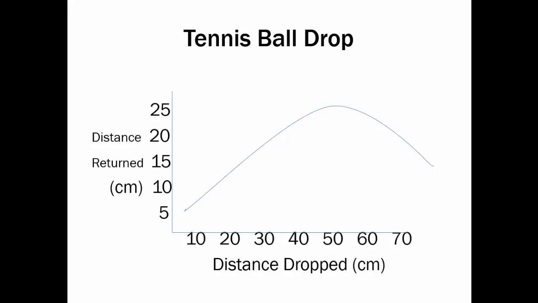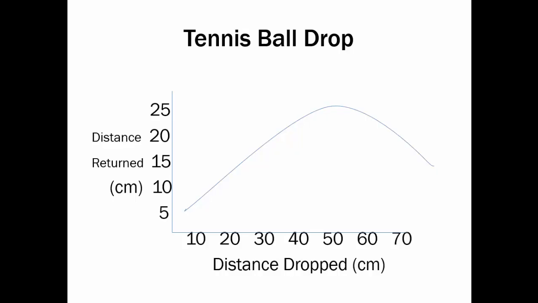This is a good representation of a graph. On the x-axis is distance dropped, the title, in centimeters with the label. They chose a scale from 10 to 70, skipping by tens. On the y-axis, they chose a title of distance returned. The label is centimeters. The scale goes from 5 to 25, skipping by fives.